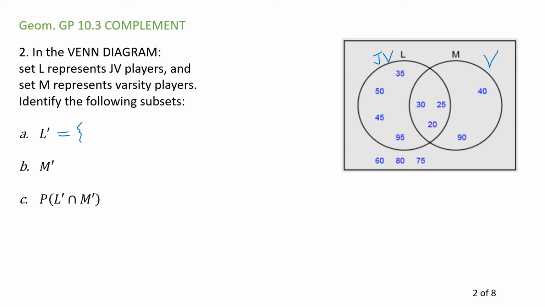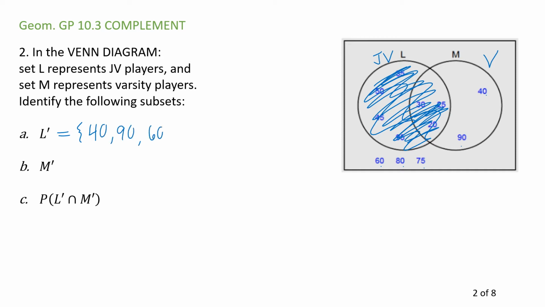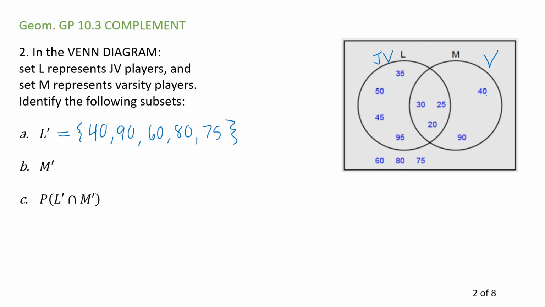Well, that's going to be basically anyone that's not in this circle. So I'm going to scribble it all out, and all the ones that are left are going to be the people that are not in L. We'll make sure you can't see any of it. And so it's just these five numbers: 40 and 90, 60, 80, and 75. That is the complement of L. It's basically everyone who is not in that circle.